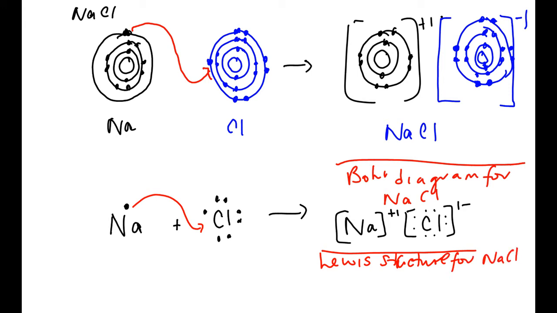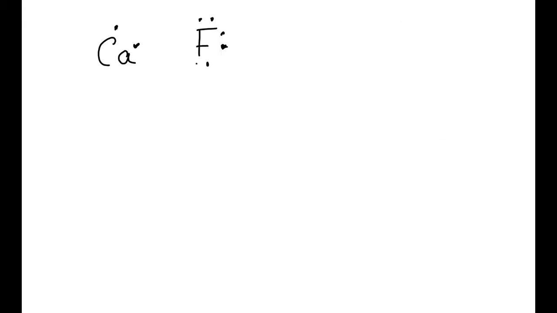So if I say to you, draw the Lewis structure for, you just have to do the product. If I say, show using Lewis structures, you're going to draw the whole line. Okay? I show how this forms, so we can do this.